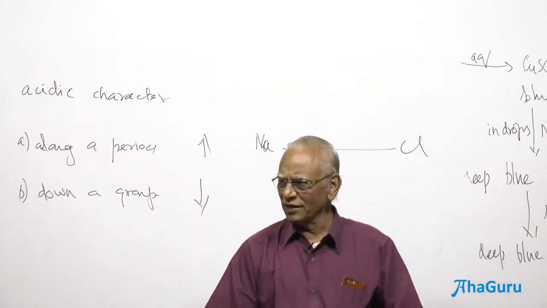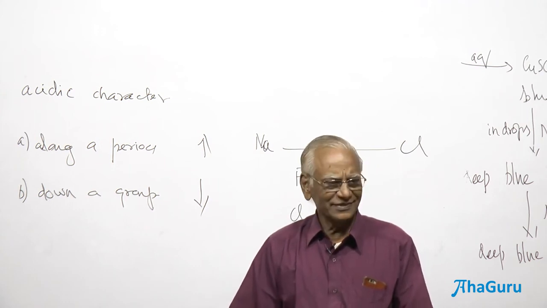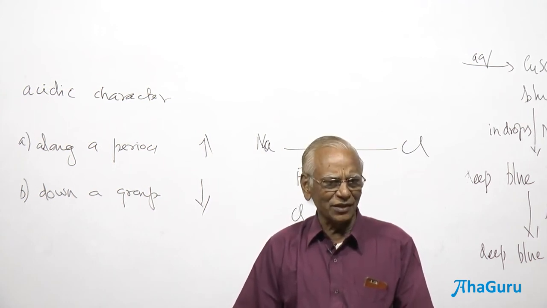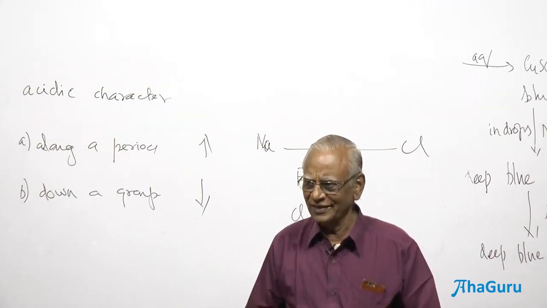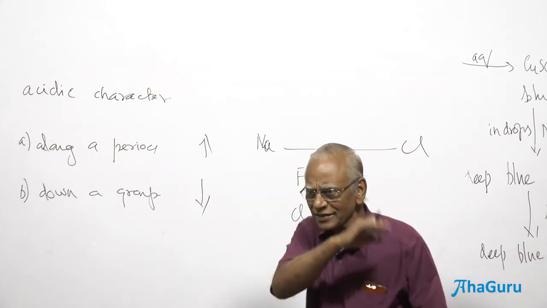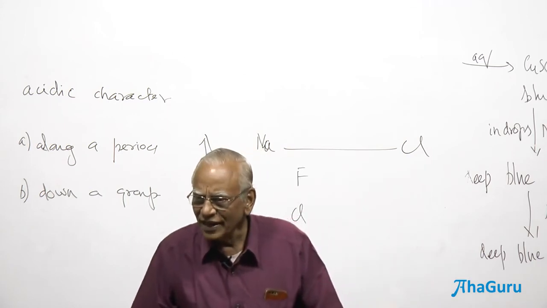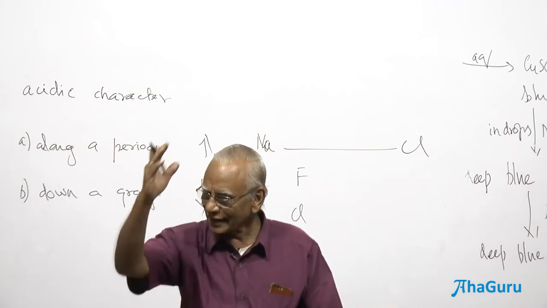Affinity towards electron. Isn't it? What is the job of this halogen atom? They are prepared to accept electron. And what happened down a group in general? Affinity towards electron decreases. Therefore, acidic character decreases.